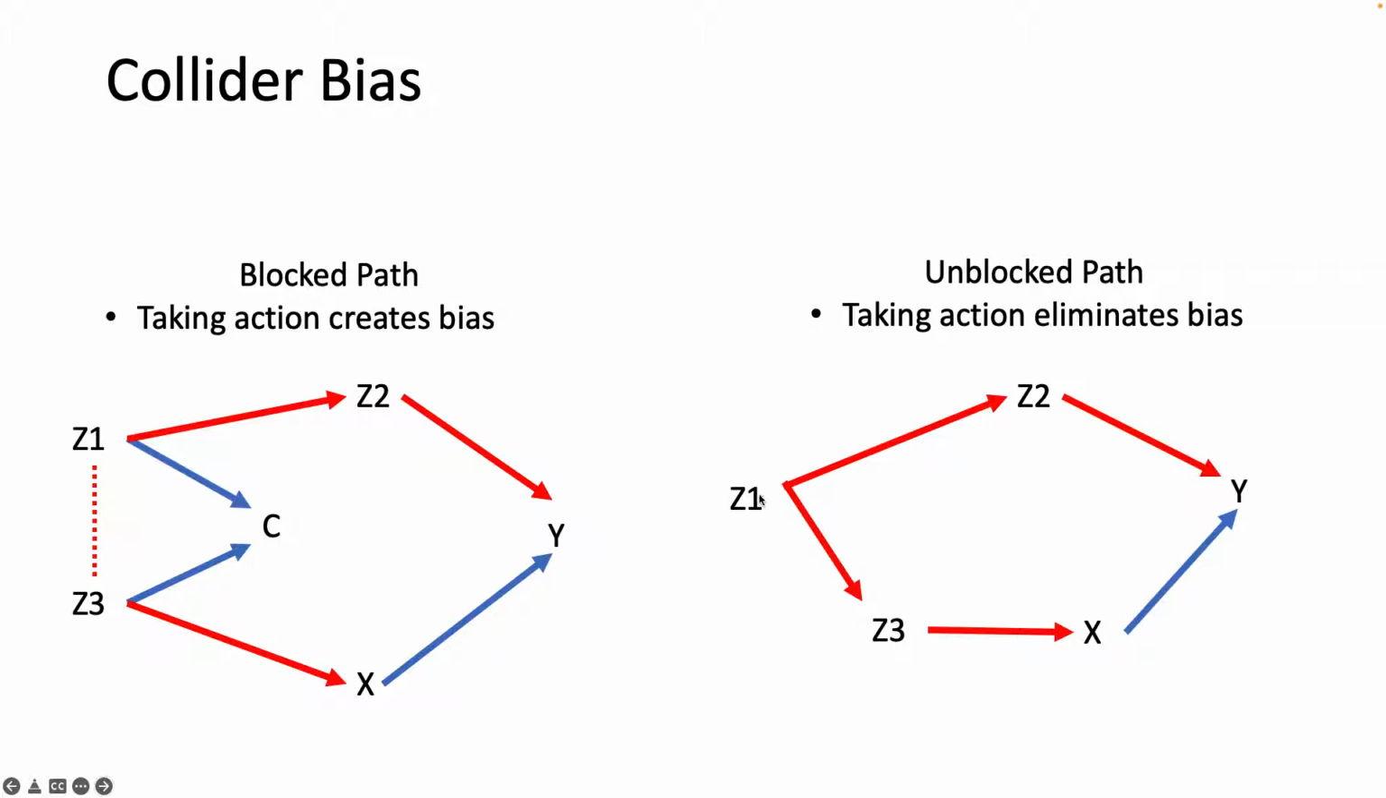Here, this is just the one I showed before. This is an example of an unblocked path, where Z1 has a path to X and one to Y, and you should take action to eliminate this path rather than leaving it be. If you control for Z1, then you eliminate this biasing path.